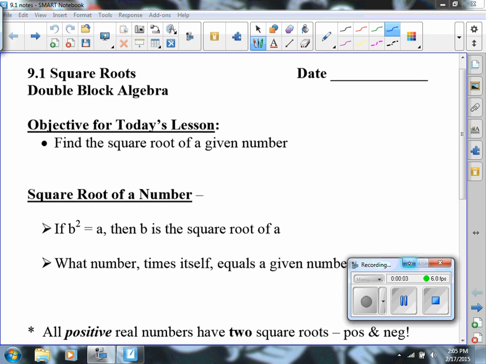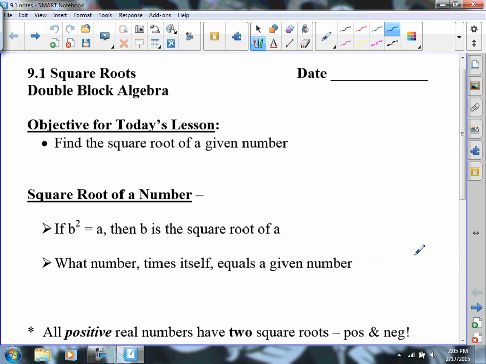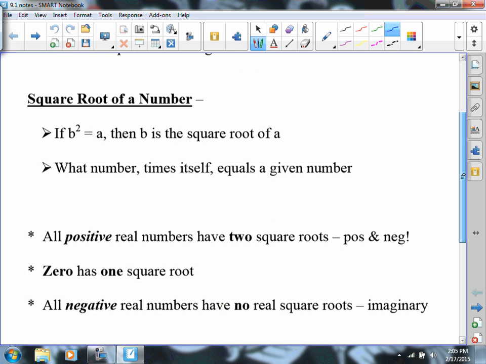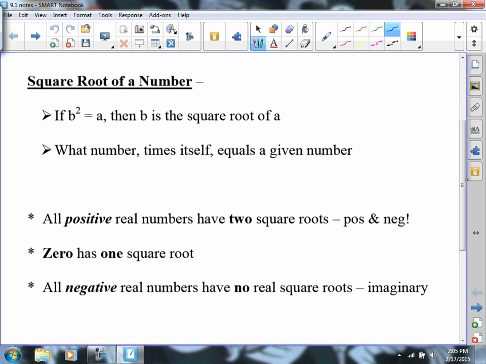Welcome to Mrs. Miller's notes for her double block algebra class. These are the notes for section 9.1 entitled Square Roots. And today we're basically going to find the square root of a given number. But before we can do that, we have to talk about what a square root is.